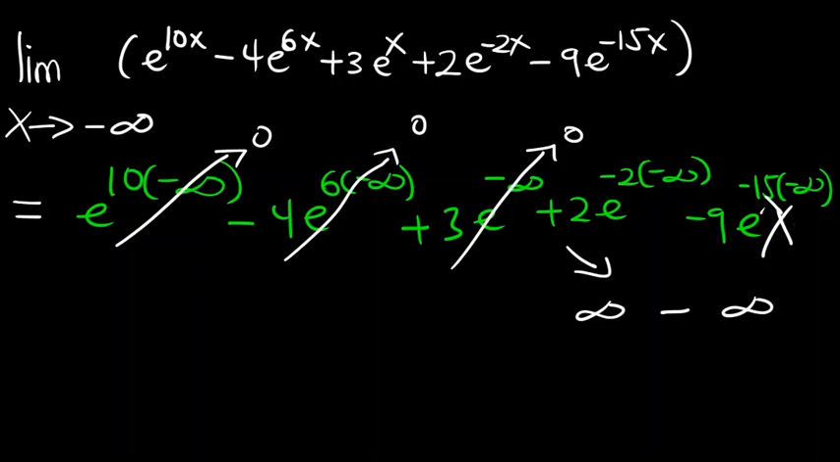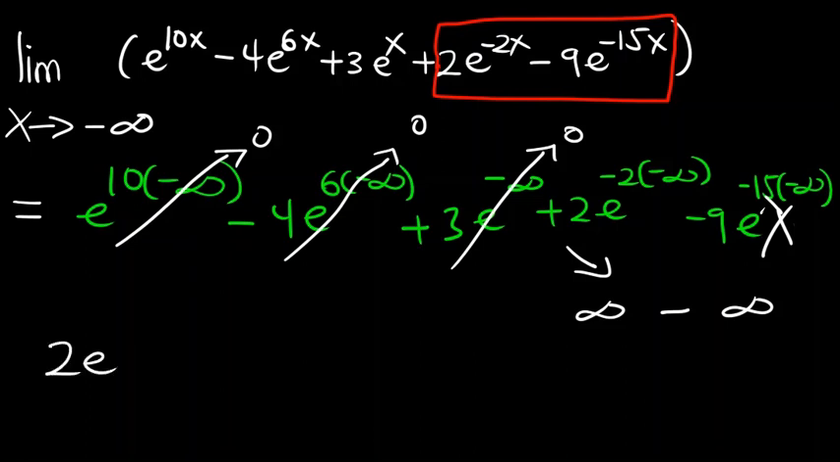Okay, so if you look at the function that was given, our problem was from the last two terms. This is what caused the problem. So we are going to focus on those two terms and do some factorization. So we had 2 e to the power minus 2x, that's what we have, minus 9 times e to the power minus 15x. So we are going to do some factorization here.